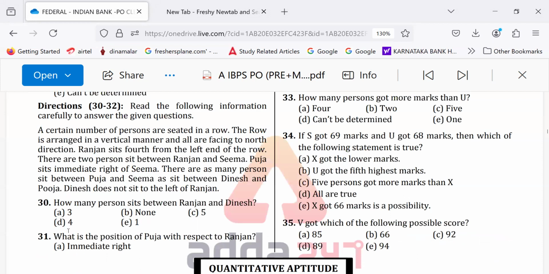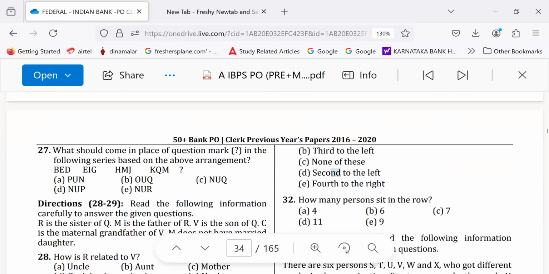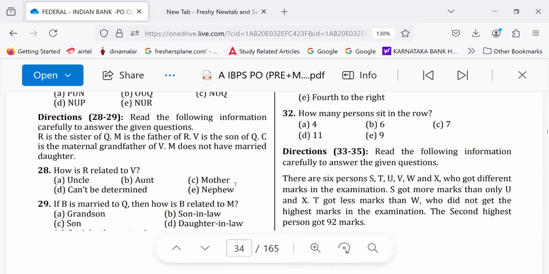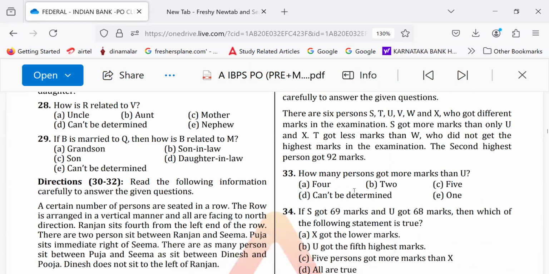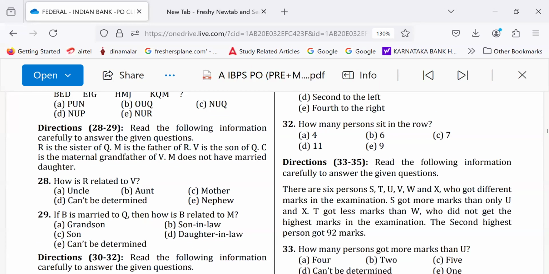Question number 30. Answer is Delhi. 31 England. 32 also England. Very good. Next is 33 to 35. Please take up 33 to 35.